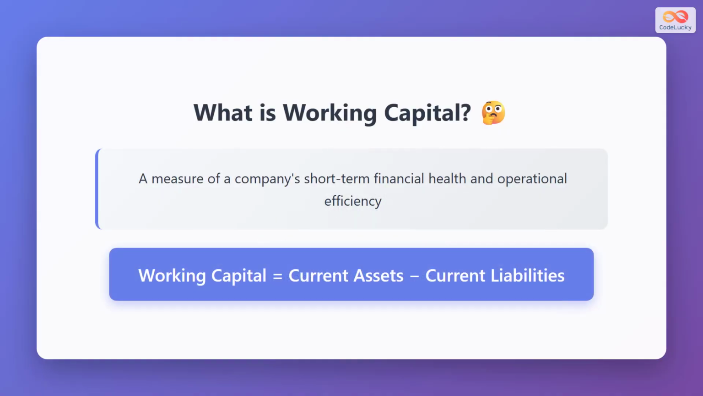Working capital is a measure of a company's short-term financial health and operational efficiency. It tells us whether a business has enough liquid assets to cover its immediate debts and expenses. The formula is straightforward. Working capital equals current assets minus current liabilities. This simple calculation provides powerful insights into a company's ability to function smoothly on a day-to-day basis.